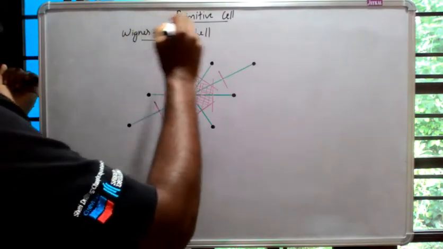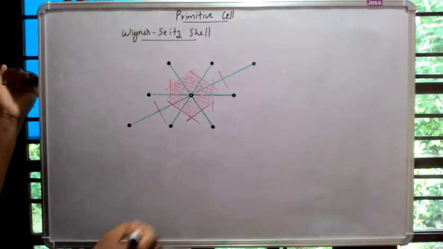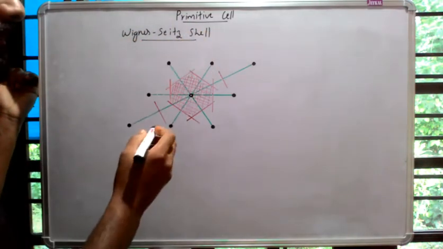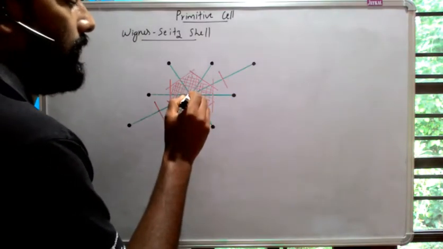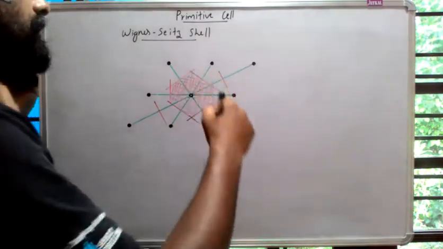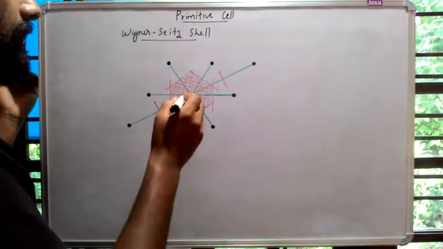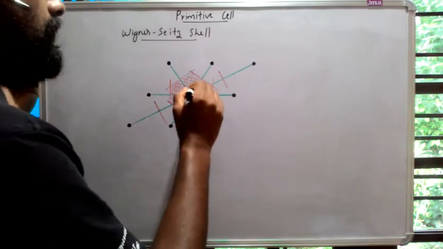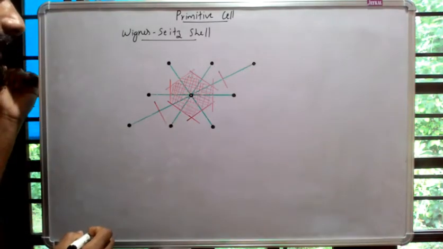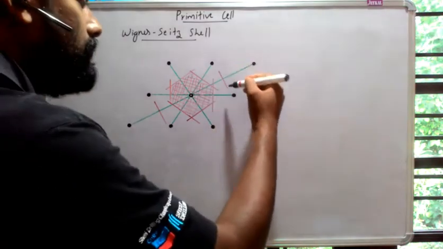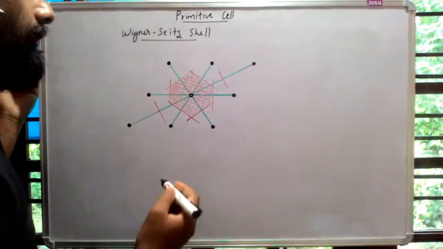Let us discuss another way of choosing a primitive cell, known as the Wigner-Seitz cell. By the following procedure, we can construct a Wigner-Seitz cell. Draw lines from the given lattice point to all nearby lattice points. These green lines are the lines connecting the given lattice point with all other nearby lattice points. At the midpoint, and normal to these lines, you have to draw new lines.